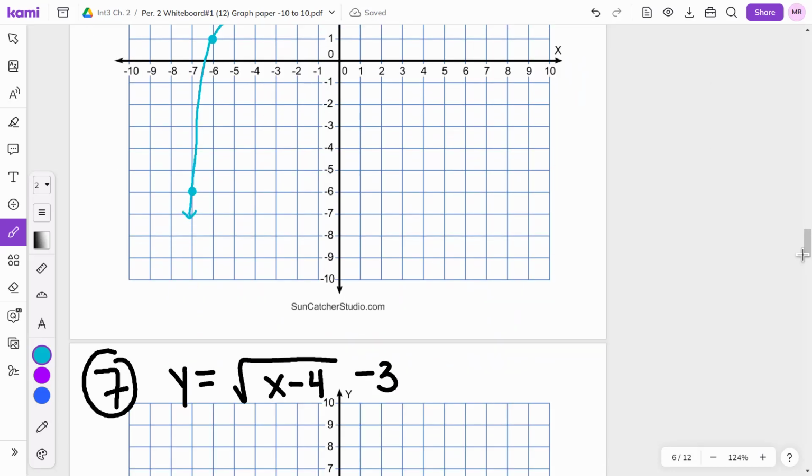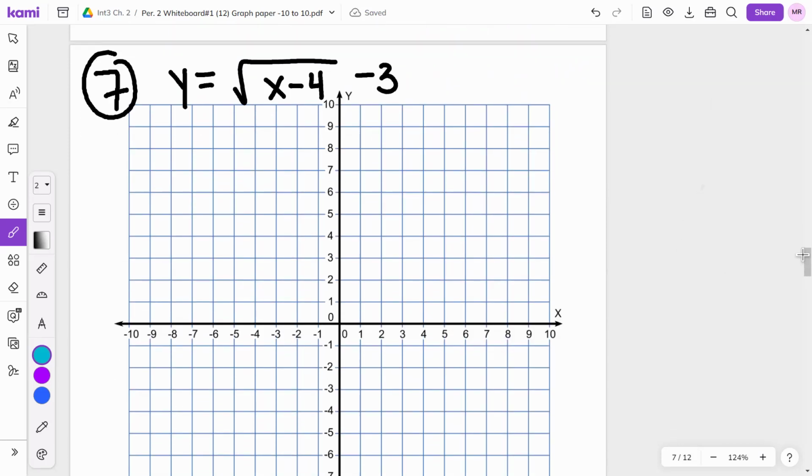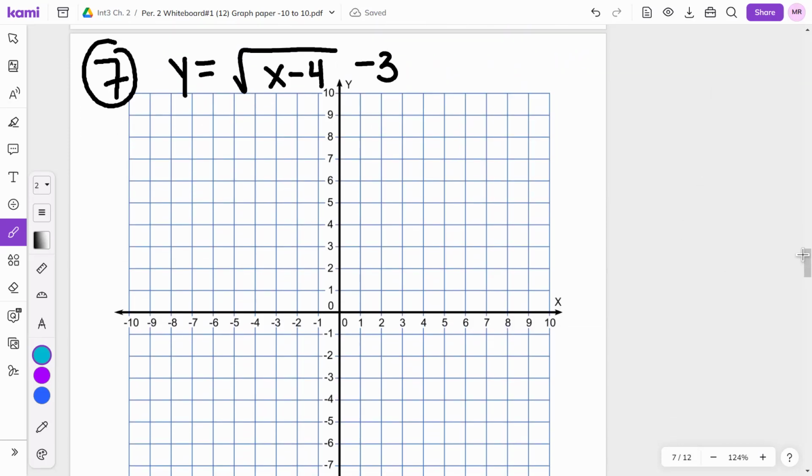And the last one, no, actually we have this one, and we have a parabola, sorry. So this one here is going to be a square root graph. And again, I want to find the locator point, and the locator point is going to be at 4, because that's what makes this 0, comma -3. Now remember, when we're doing a basic square root graph, I cannot square root a negative.